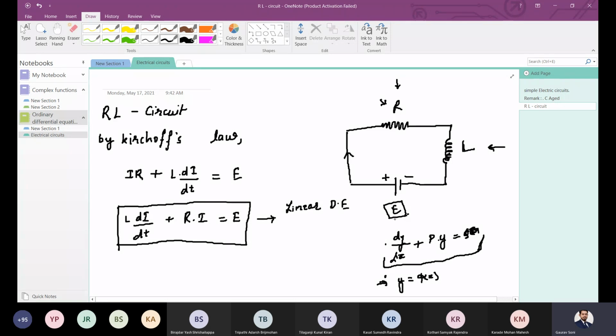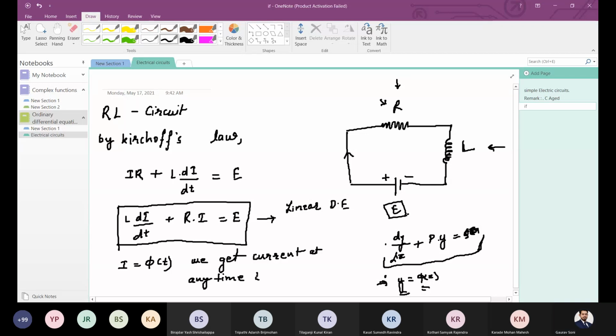In the first lecture, we studied the solution also. So while solving a differential equation, you find out the value of the dependent variable in terms of the independent variable. So in this case, what we are going to get is I is equal to some function of t. So what do we get? We get current here, current at any time t.